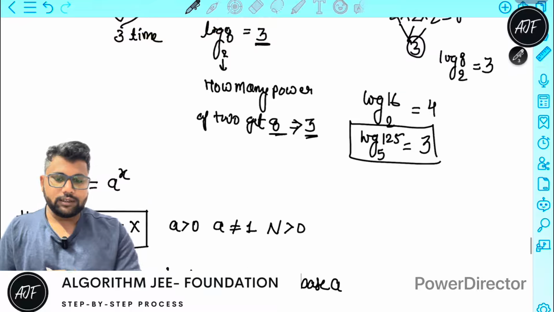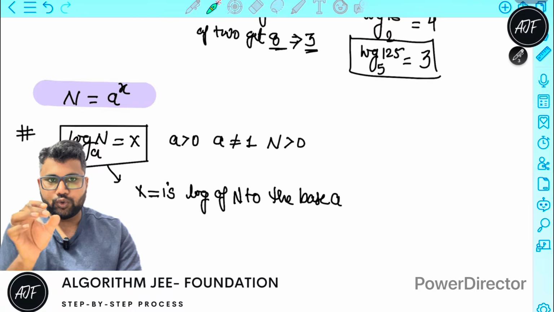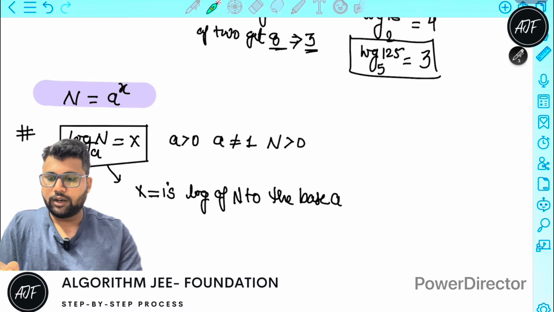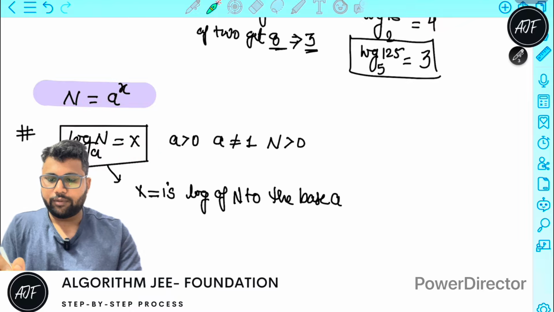Now we will discuss the representation. Suppose you represent an exponential like this: n equals a power x. Now we use the log. If you take the log on both sides and shift it simply, then log n base a is equal to x. Now the exponential is converted into a log.